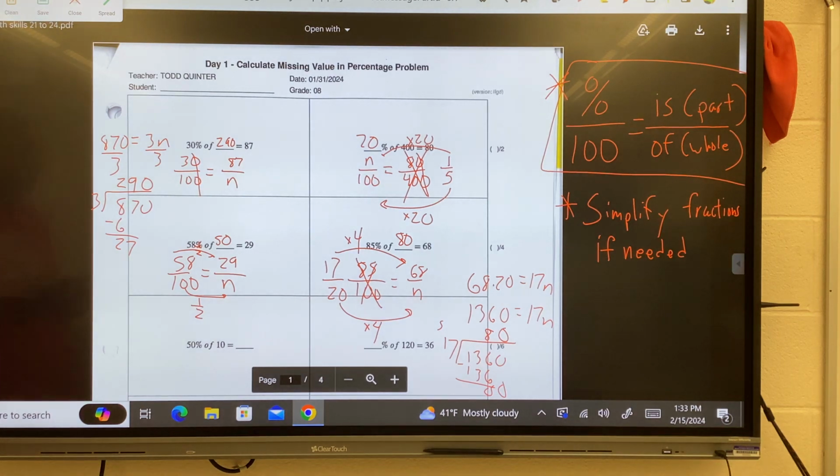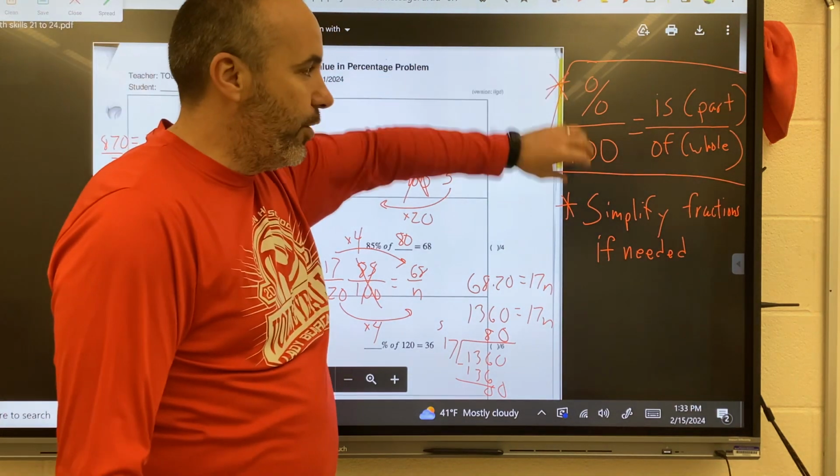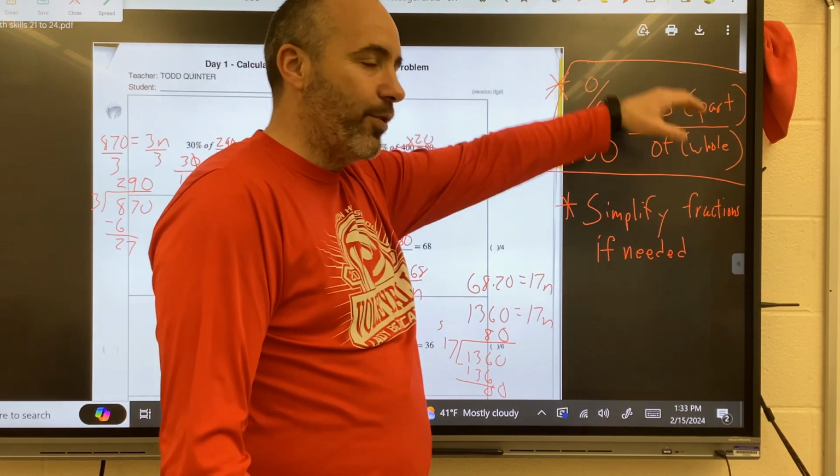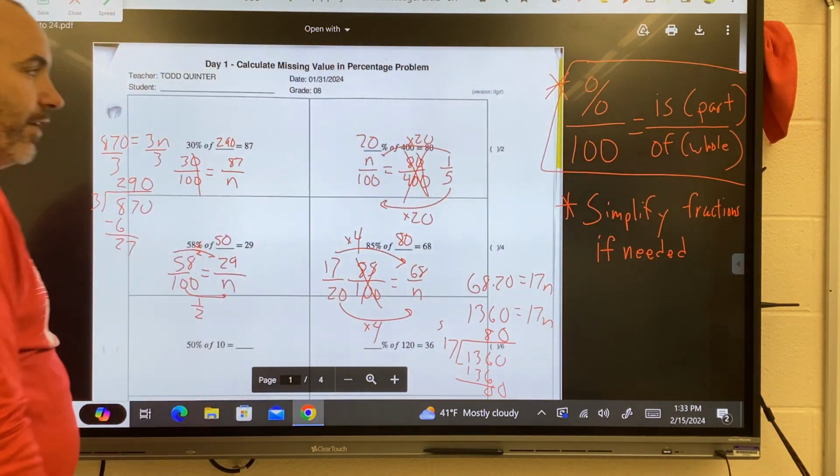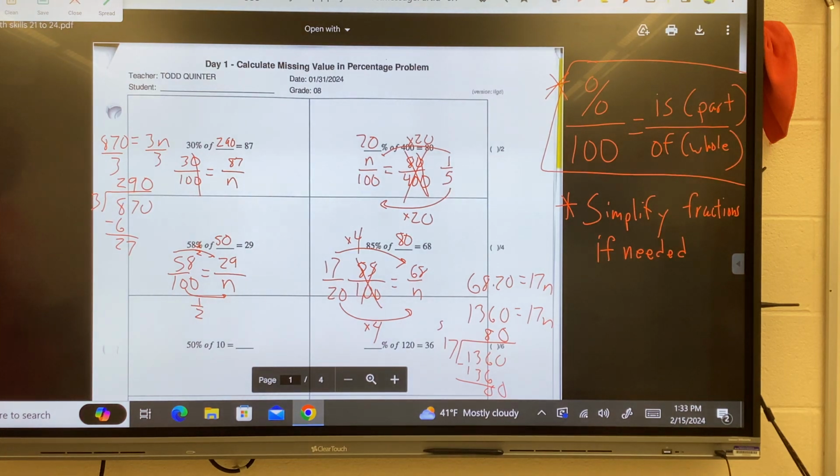So setting it up with a percent over 100 equals is over of, where after the equal is always the is, and clearly we have the of. That might be an easier way and a way that you can use on every single problem to help you figure it out.